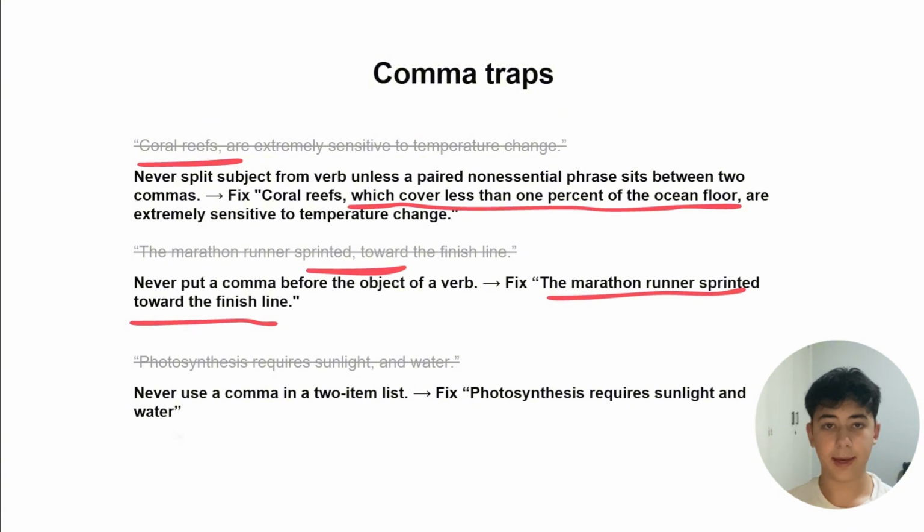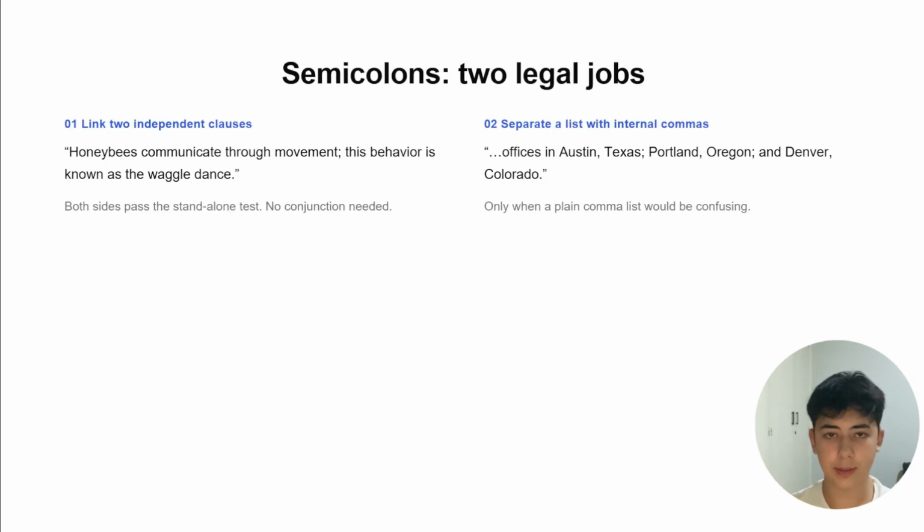So just remember that when you have a two item list, you don't want to use a comma. But when you have a list that's more than two items, then you'd want to use a comma to separate the list of items. So now let's discuss semicolons.